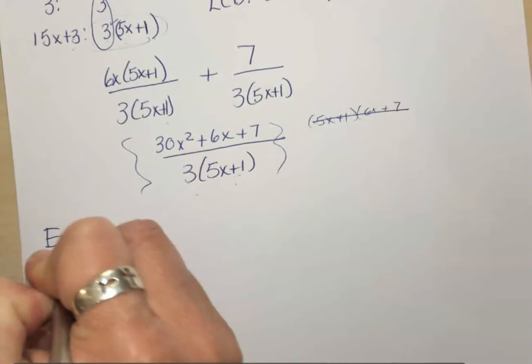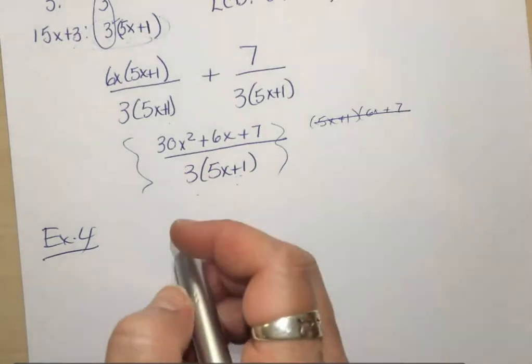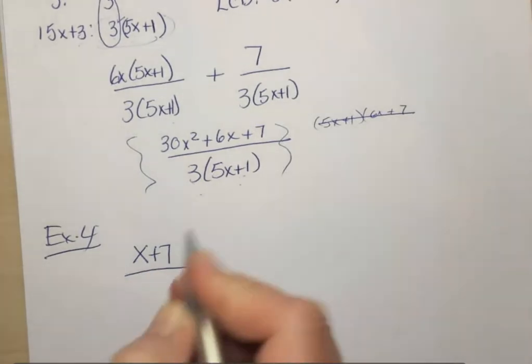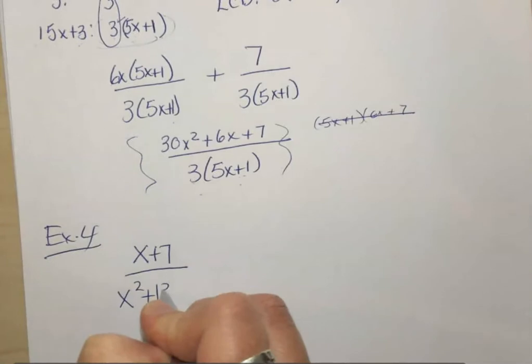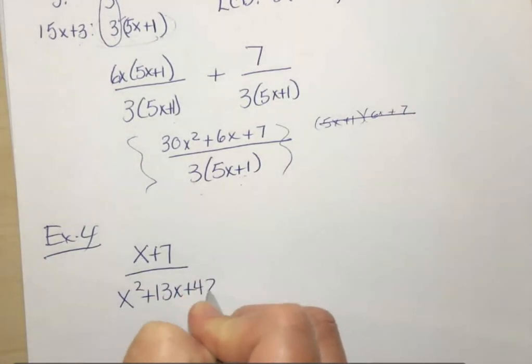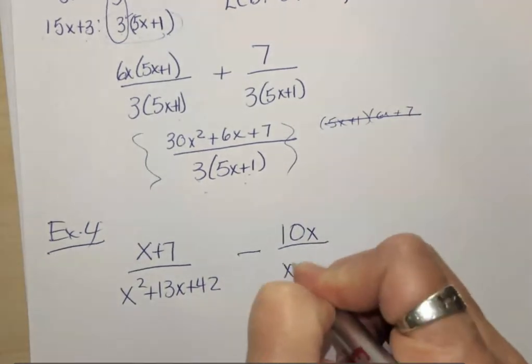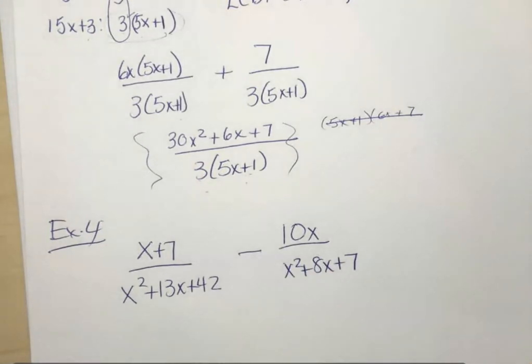All right, example number 4. I'm going to write this example down, and then I want you to pause the video and go ahead and work it. We have x plus 7 over x squared plus 13x plus 42, and I'm going to subtract from that 10x over x squared plus 8x plus 7. So pause the video. I want you to find the least common denominator and then hit play.